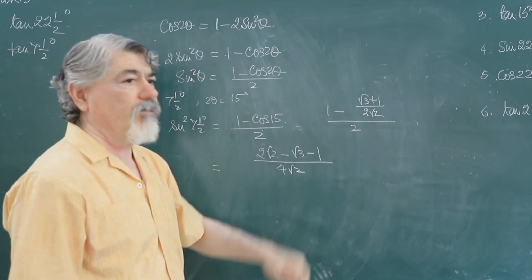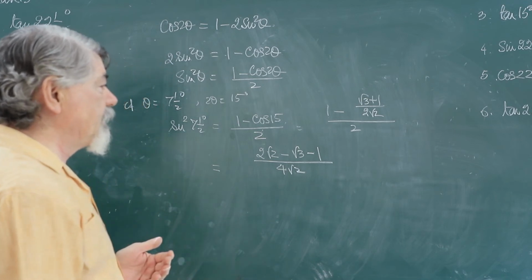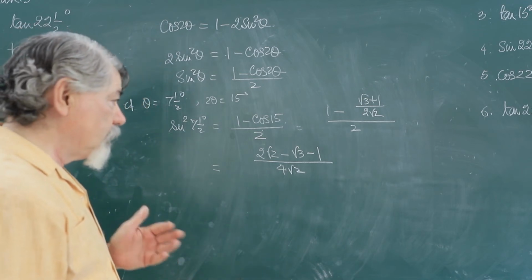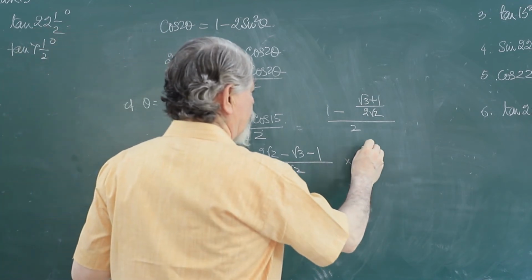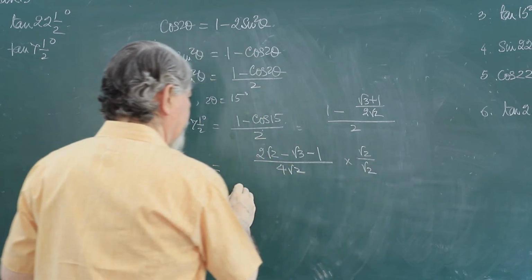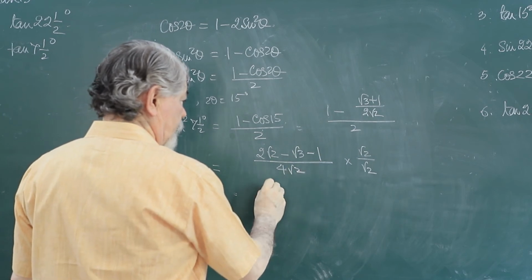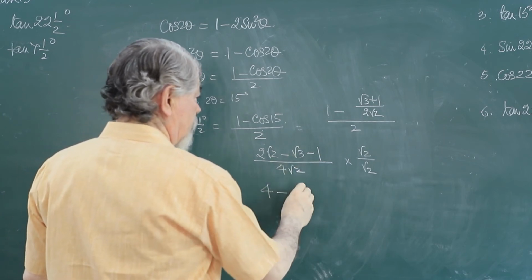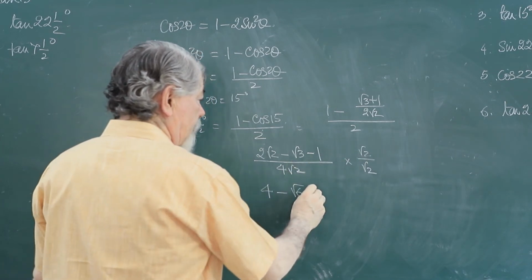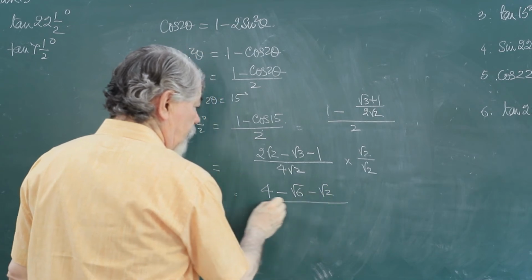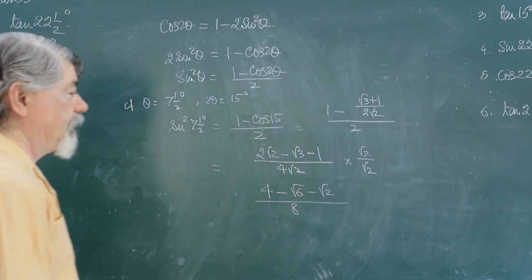Because 2 root 2 and 2 will multiply, you will get 4 root 2. I am going to multiply numerator as well as denominator by root 2. Let us do that. If I multiply it by root 2 and multiply it by root 2, what do I get? 2 root 2 into root 2 will be 4 minus root 6. Root 3 into root 2 will be root 6 minus root 2 upon 4 into 2, 8.